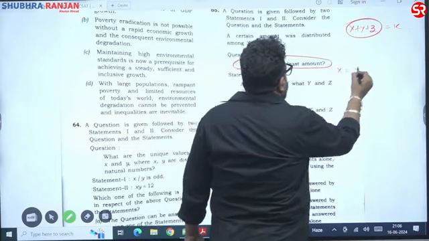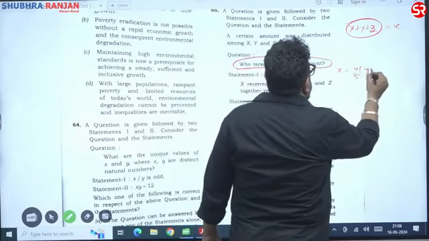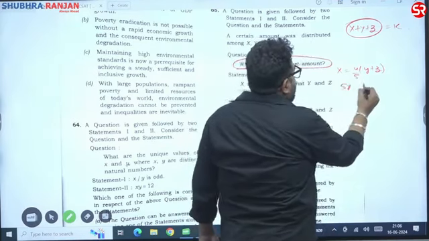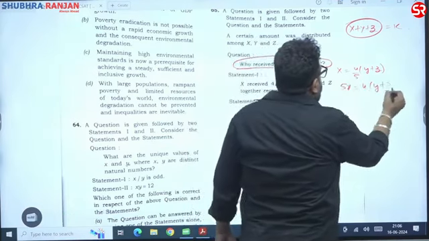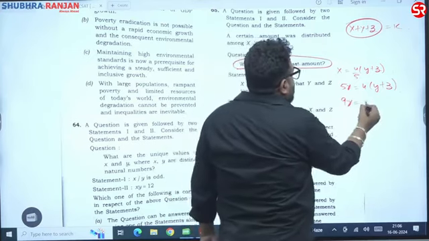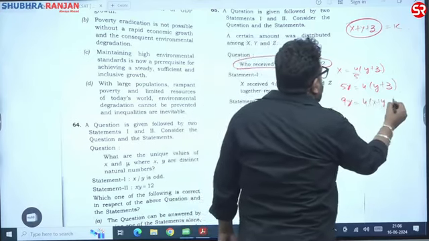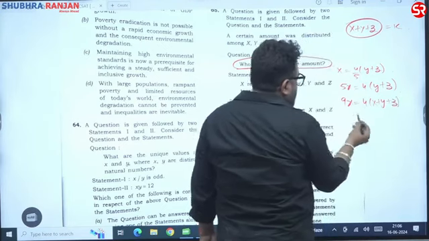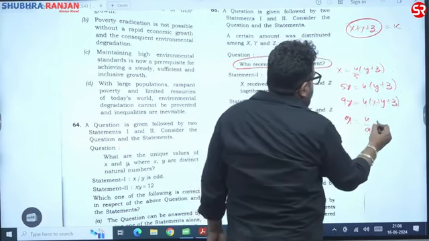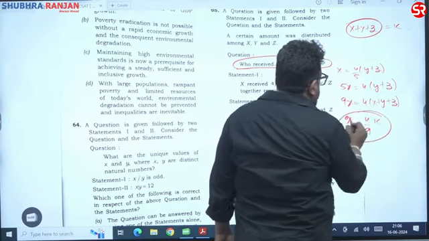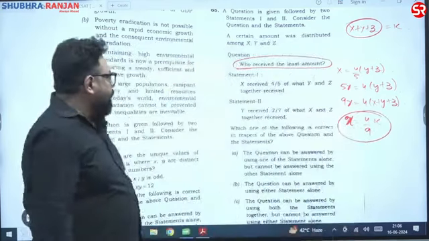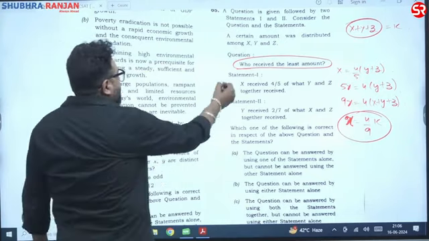X receives 4 by 5th of y plus z. So guys, we have done it. 5x is equal to 4 times y plus z. Adding 4x both sides, 9x is equal to 4 times x plus y plus z, right? So definitely your x comes out to be 4 by 9 times k. X is equal to 4 by 9 times k. But this is not giving you the answer, obviously.